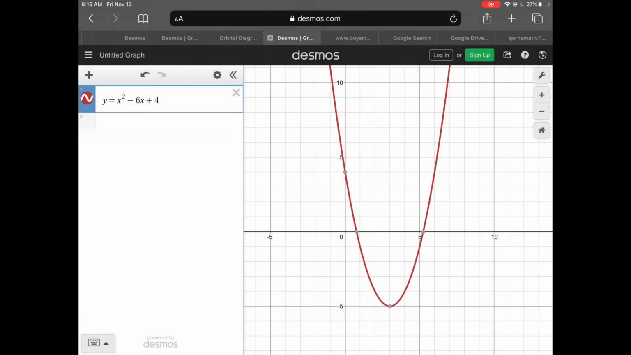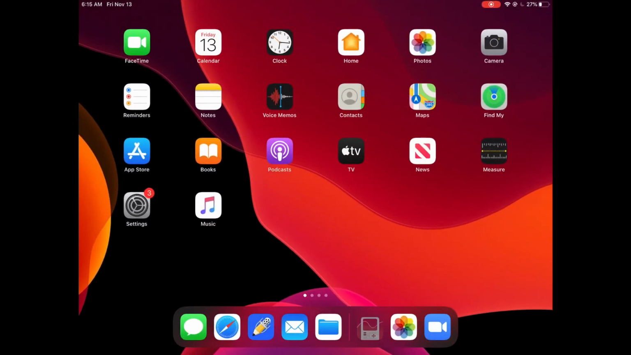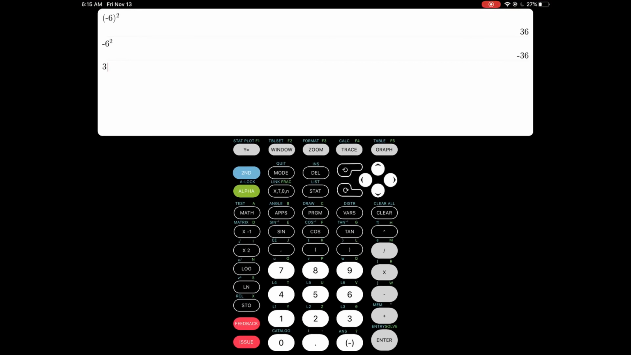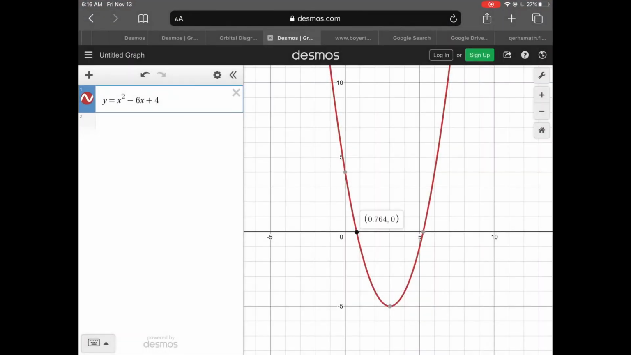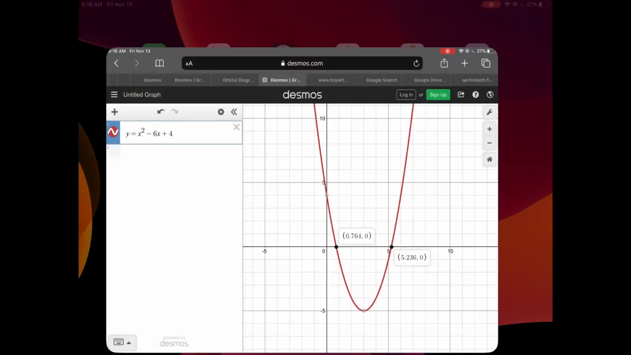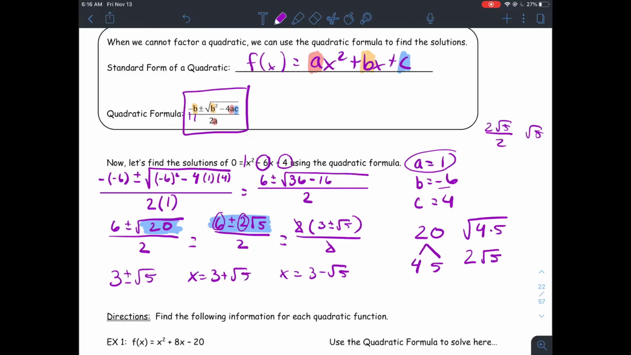We said, okay, well, this guy here is equal to 5.2. Let's see if we can get the 5.2. If we do 3 plus the square root of 5, we get that 5.23, that gross number, right? Then the other one was 3 minus root 5. And that gives us that 0.76 that we had. Remember? 0.76, 5.236. So that tells us we did it right. So those would be our 2 solutions.